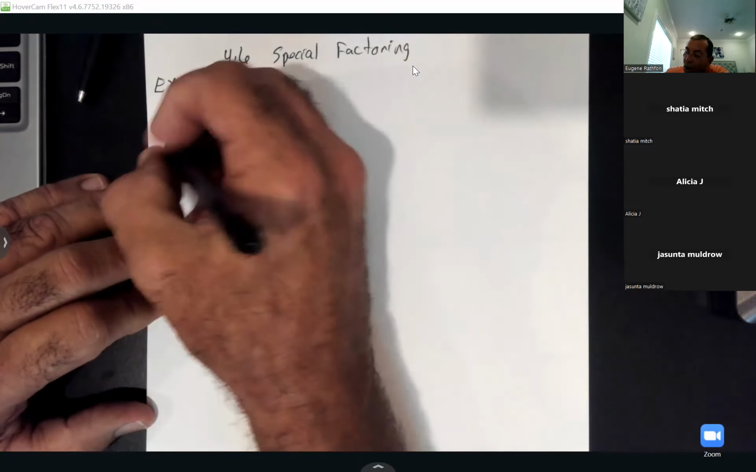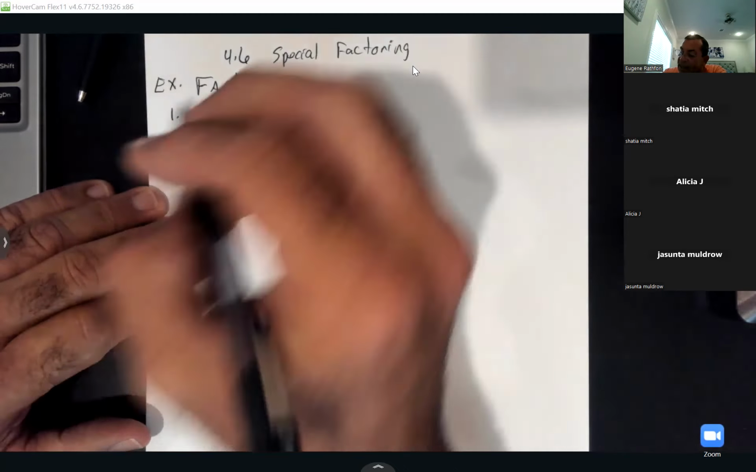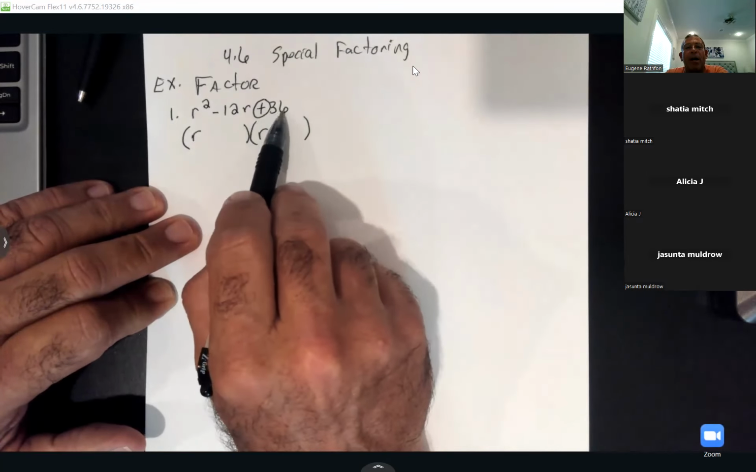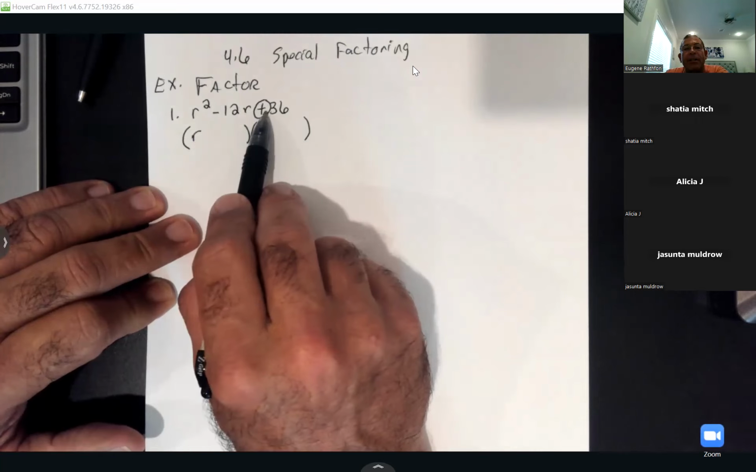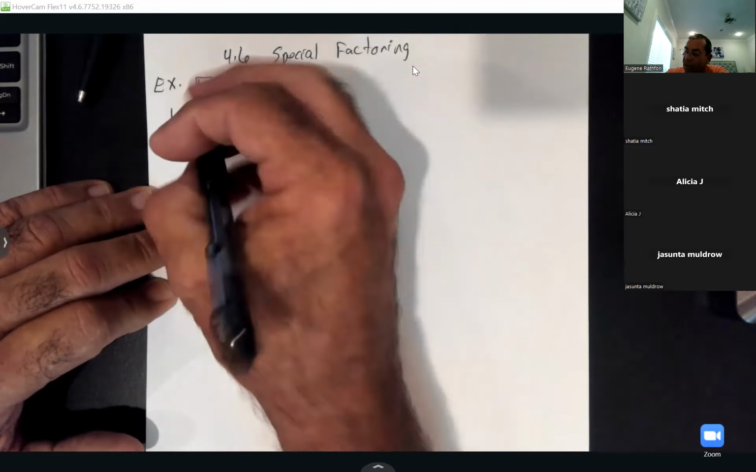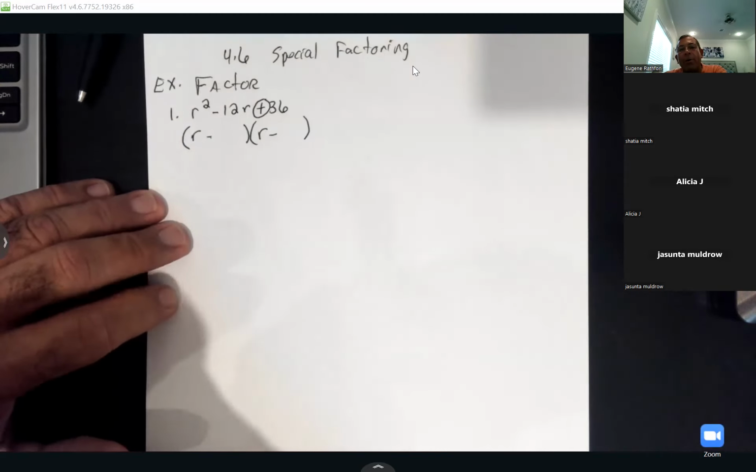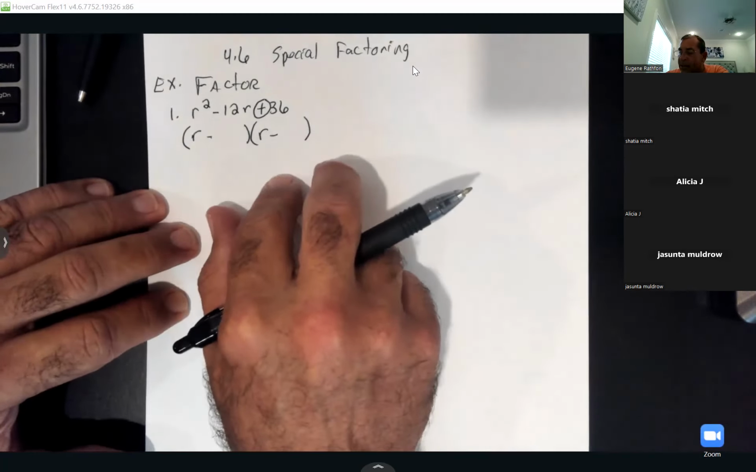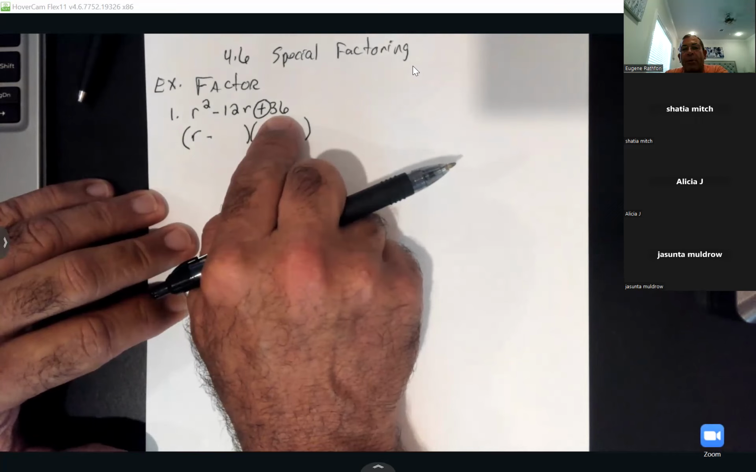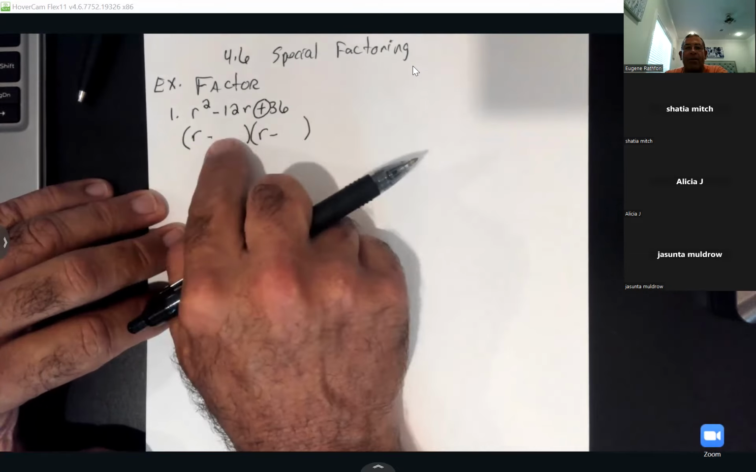So the r squared puts an r in front of both of our parentheses. Now I'm going to put my signs in. Remember, that 36 is positive at the end. Since this 36 is positive, both of these factors will have the same sign as the middle number, so both of these will be negative. Now, y'all, I'm going to tell you the trick in this section 4.6. The two numbers you need here are going to be the square root of that last number. So if we can figure out the square root of 36, we'll have our two factors.